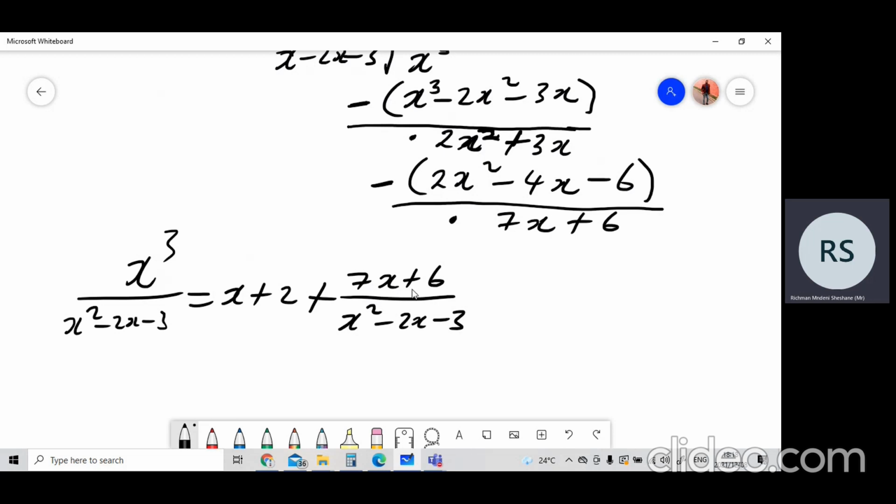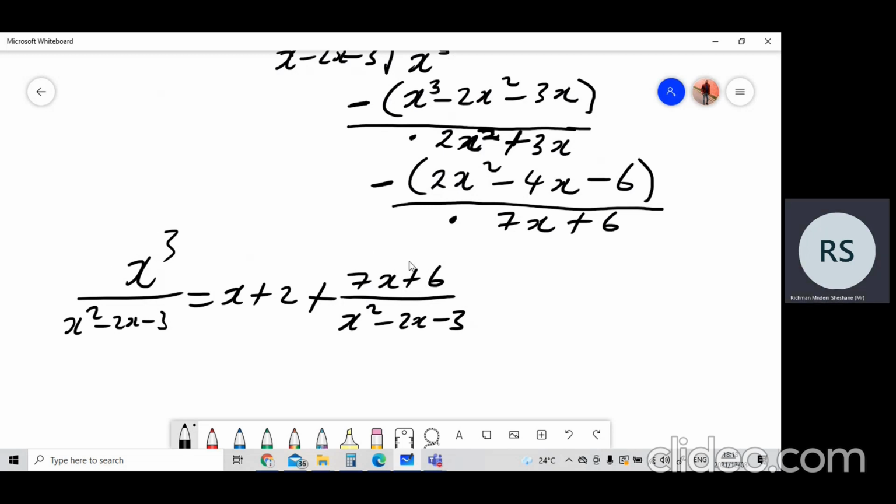So the next step after applying the long division is to take the term which will require partial fractions. We're going to come back to this whole thing.